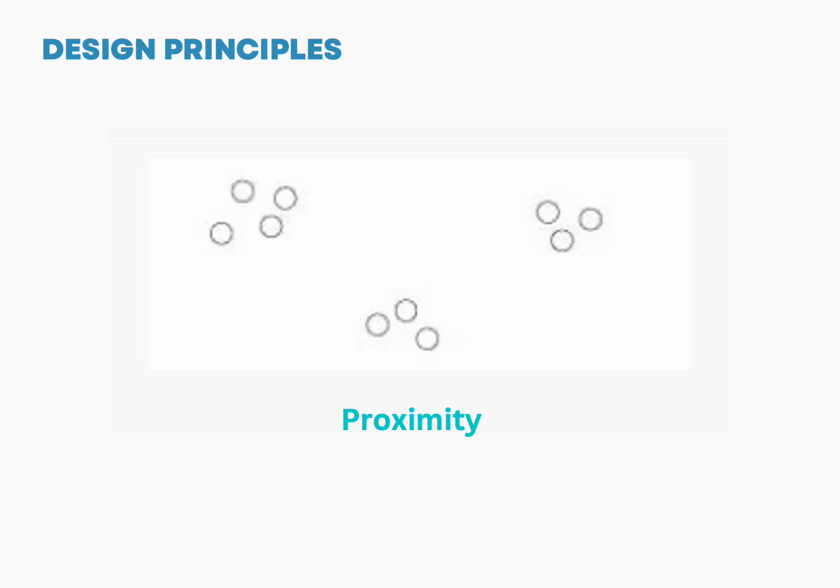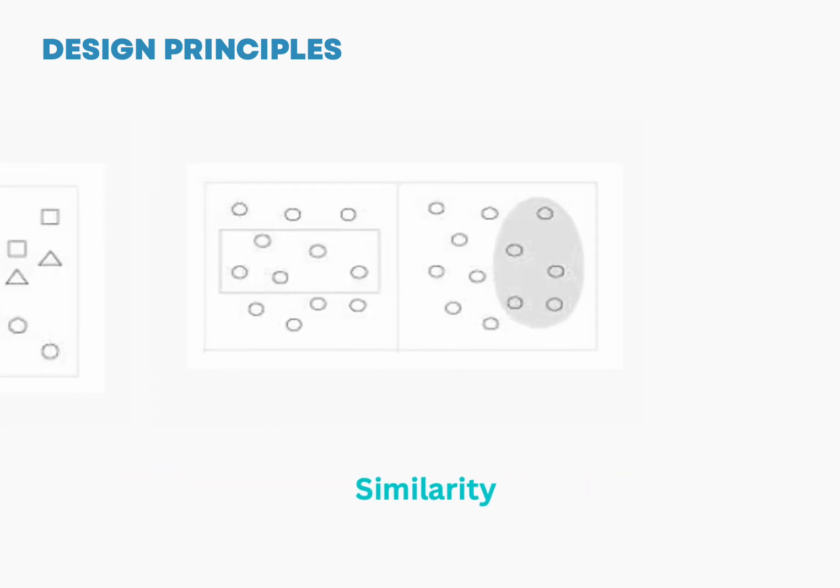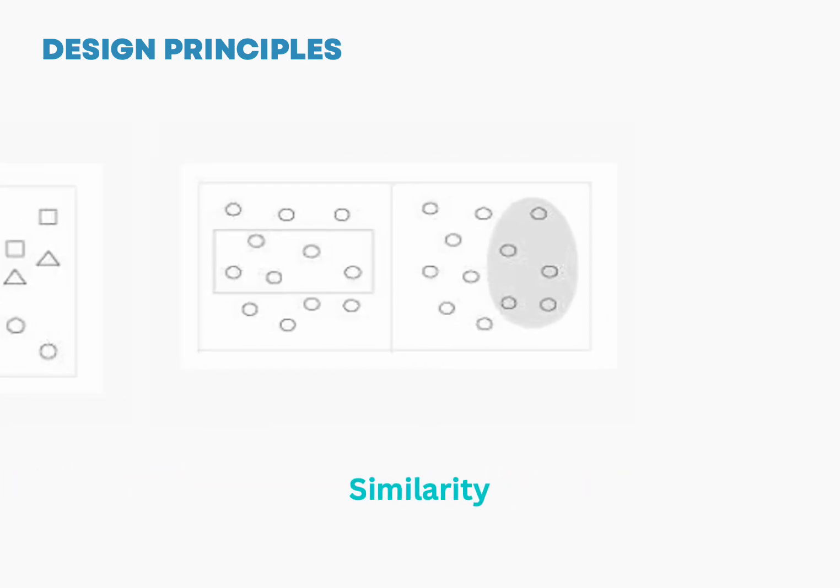Proximity: objects that are close together are perceived as a group. Enclosure: objects that appear to have a boundary around them, formed by a line or area of common color, are perceived as a group. Similarity: objects that share similar attributes, like color or shape, are perceived as a group.